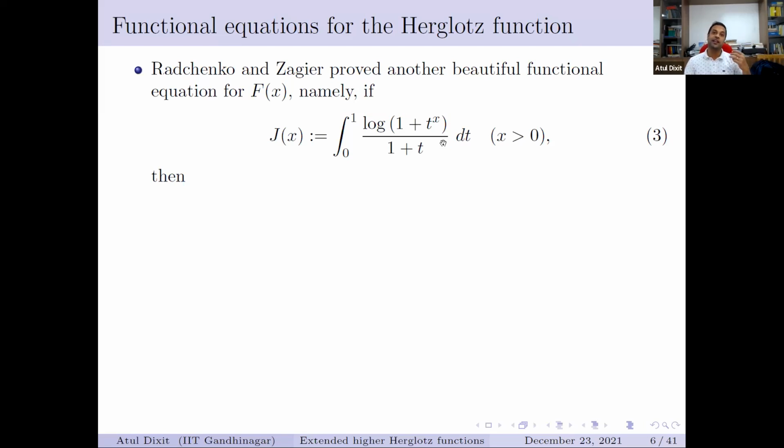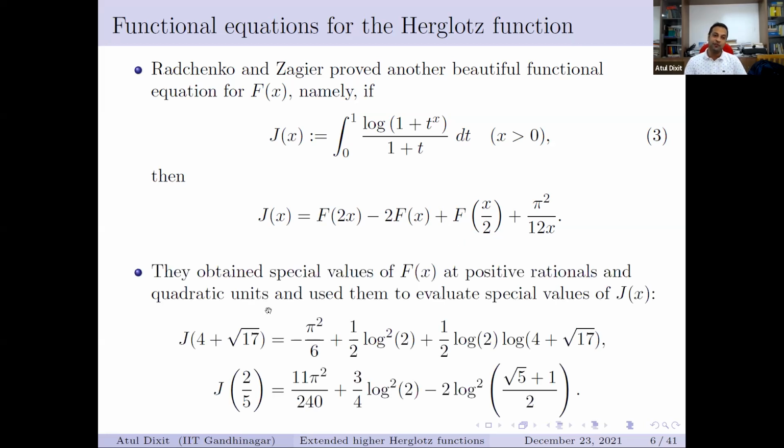And Herglotz actually did it using techniques from algebraic number theory, as I'll explain in more detail later on. But last year was the first paper by Radchenko and Zagier where they actually use analytic means. And now you can tackle this integral by analytic means, because this J is related to the Herglotz function, or rather the Herglotz function at three different arguments that you have to consider together. So F at 2x, then F at x, and F at x over 2. And using this, they were able to find the special values of J at rational numbers.